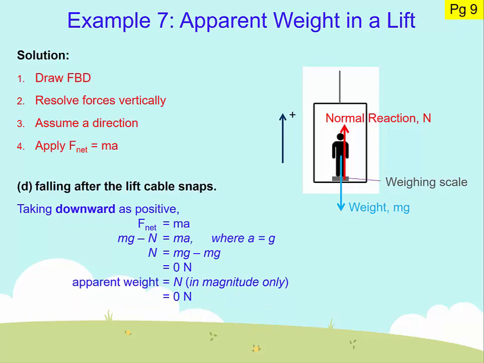If the lift cable snaps, the whole lift will fall. Right? So I take downwards as positive. Ignore the diagram, the direction is wrong, so downward is positive. F net equals ma, so mg minus N equals ma. Because the lift is free falling, the acceleration should be g, so ma equals mg. So in the end, the normal reaction is 0, so apparent weight is 0.